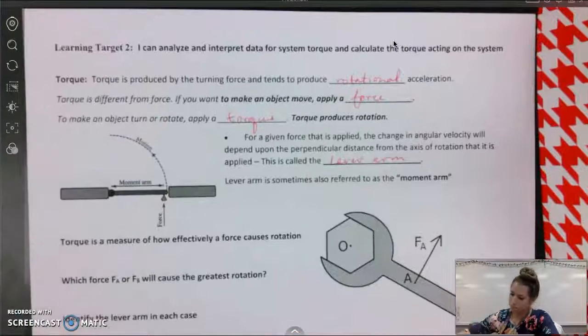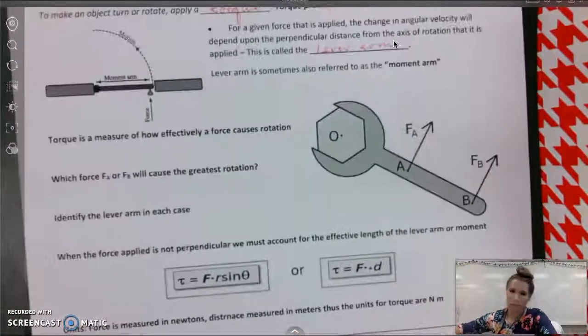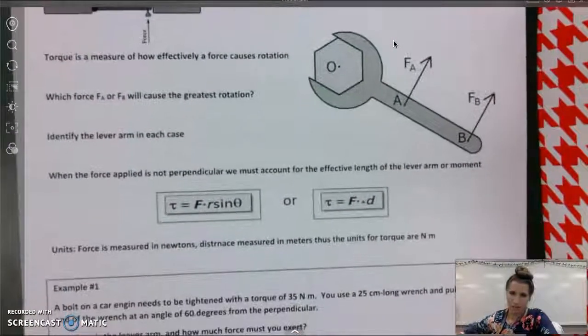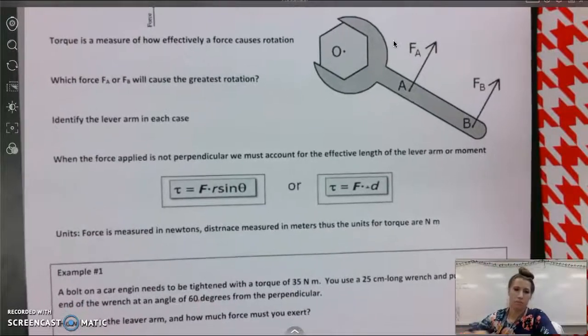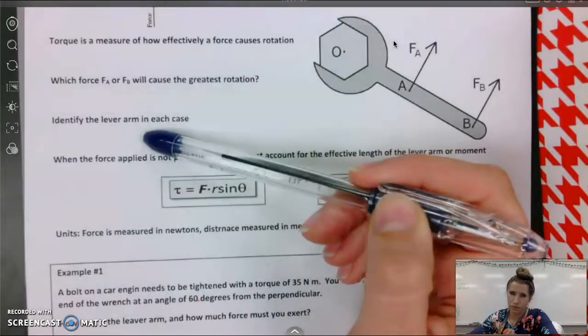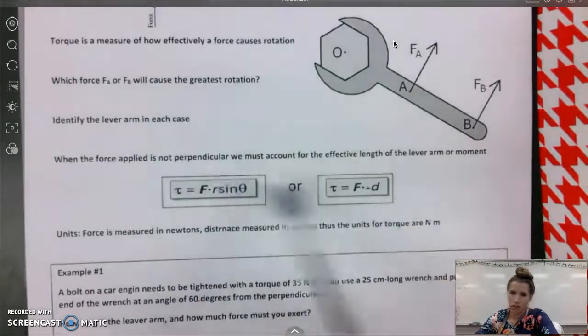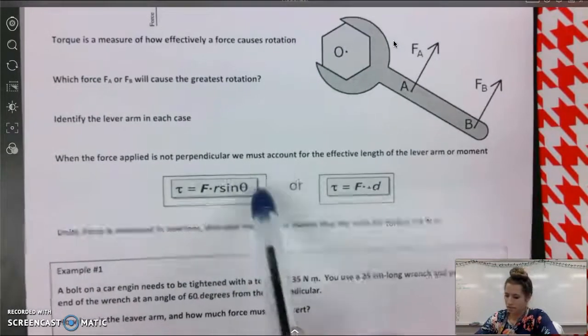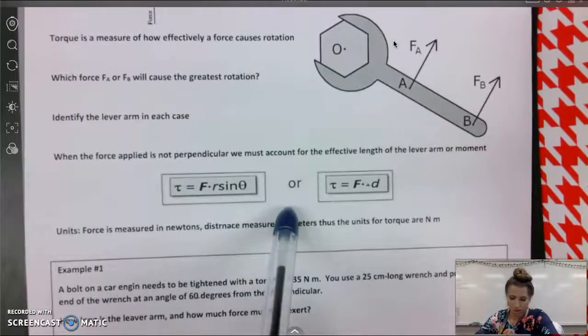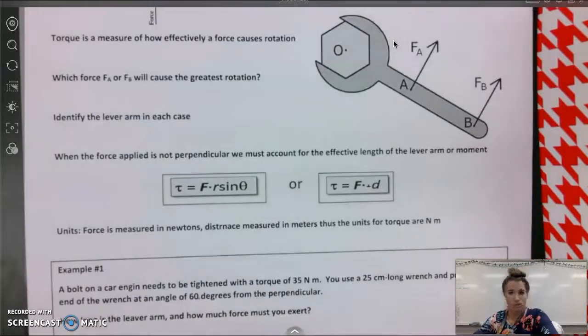Okay, so what we're going to do when we come back in the next video is make some predictions about torque. We're going to define the equation that we're going to be using, and then we'll jump into our example problems.